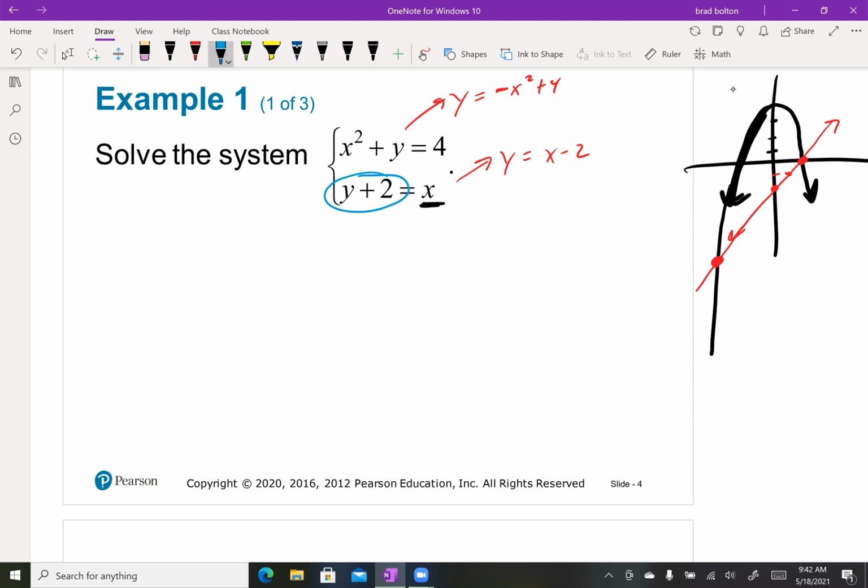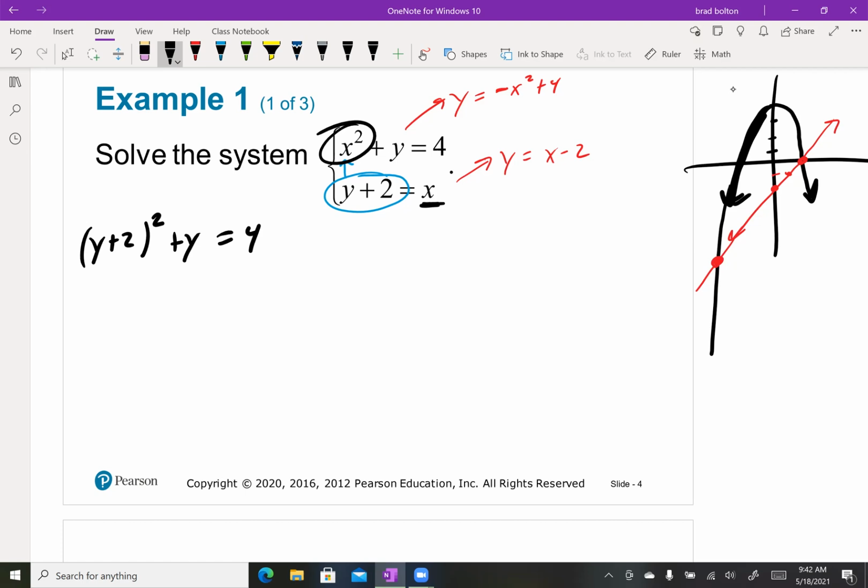I'm going to take y plus 2, and I'm going to put it right there for x. And again, you could choose other ways to do substitution. This is just the one that looks quickest to me. So this is going to become y plus 2 squared, because remember, the x is being squared, plus y equals 4. So I took one equation and I substituted it into the other.